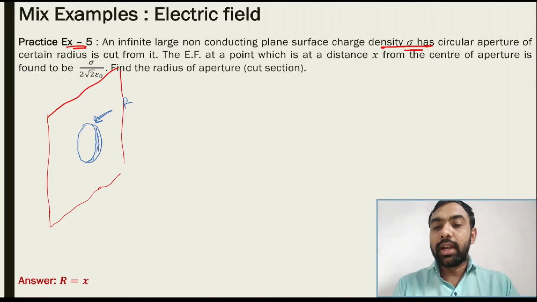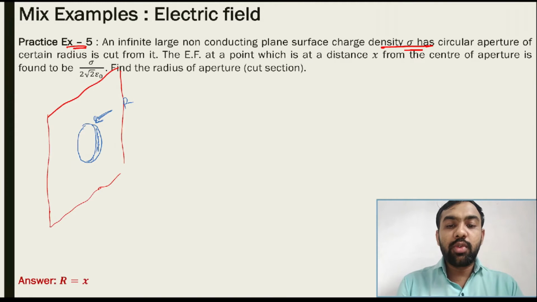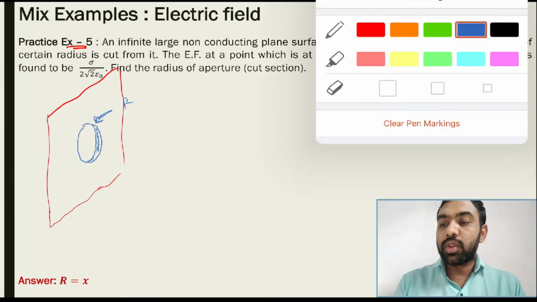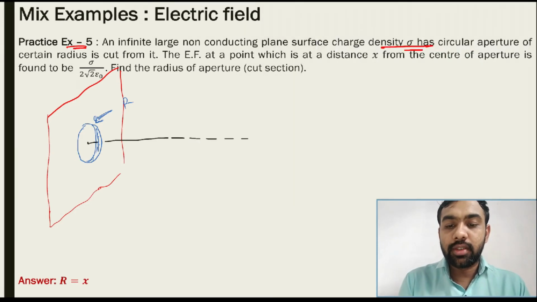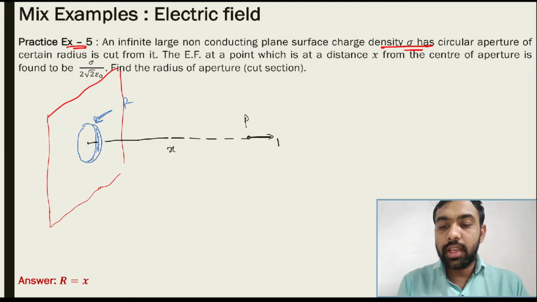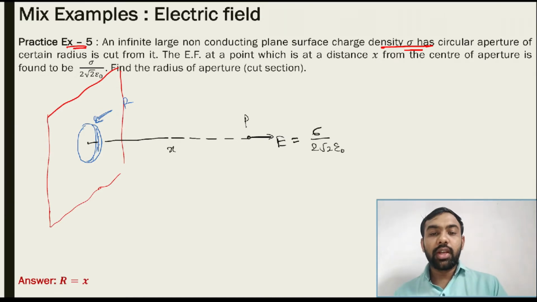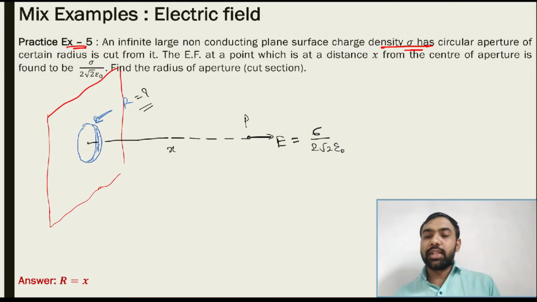The electric field at a point at a distance x from the center of the aperture is found to be sigma upon 2 root 2 epsilon naught. It means this type of situation: from the center you consider some distance x, and suppose that's point P. So at point P, electric field E is equal to sigma upon 2 root 2 epsilon naught. Find the radius of the aperture, so find R. That is our case.